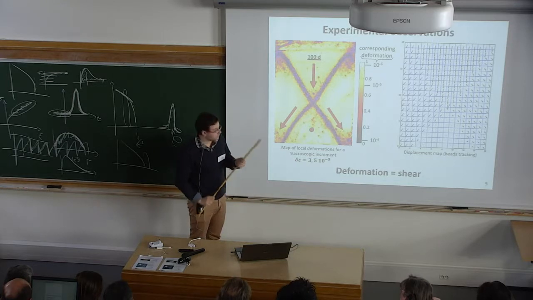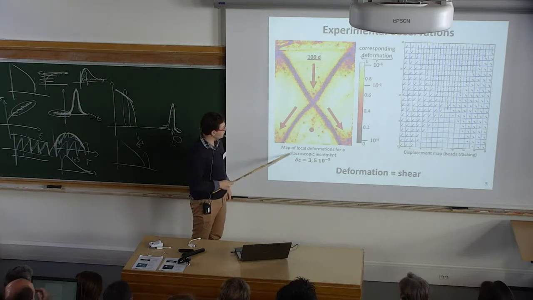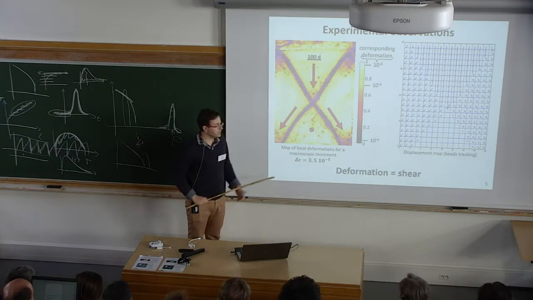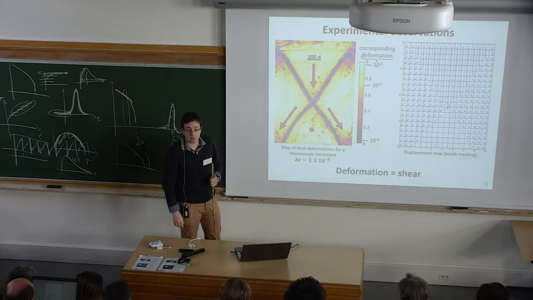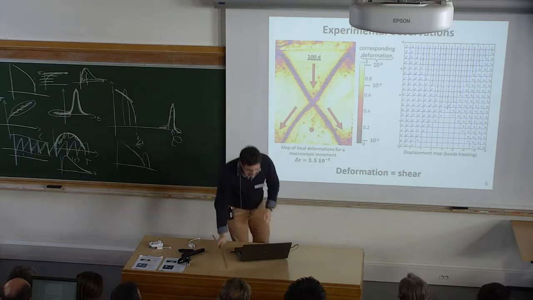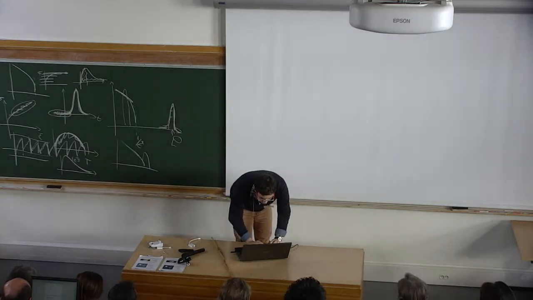Now we can make the same thing, but we decrease the macroscopic increment. So now we take delta epsilon equal to 5.7 × 10⁻⁷. And here this is what we get.